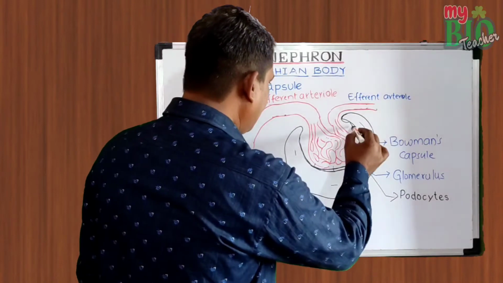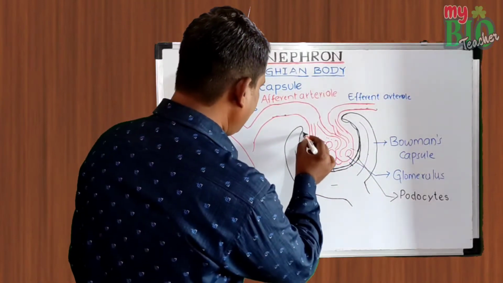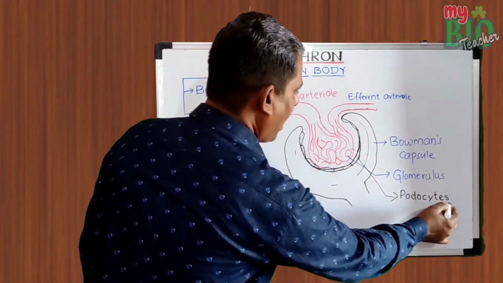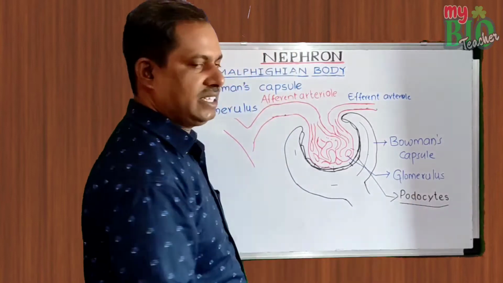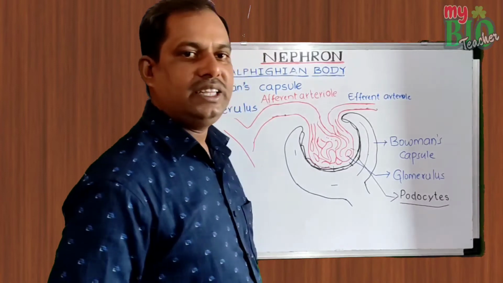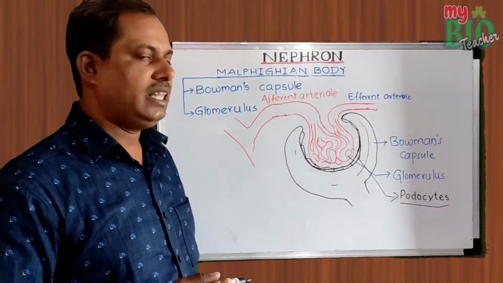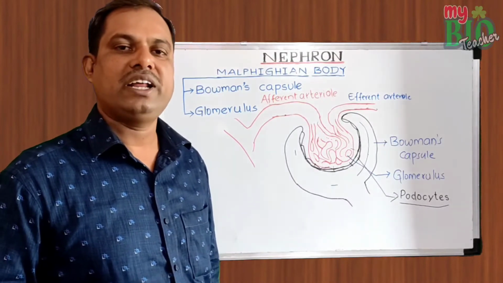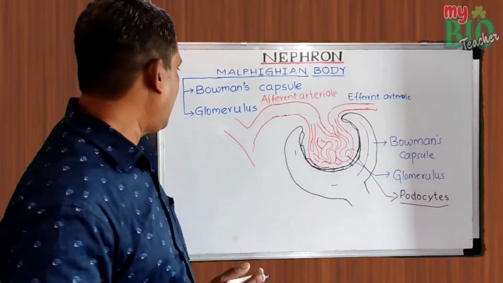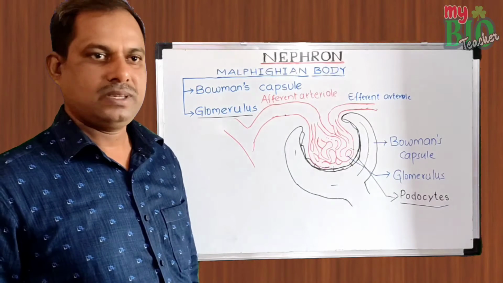The inner lining of the Bowman's capsule consists of specialized cells. These specialized cells are called podocytes. These podocytes act as filters. That means they help in filtration of blood. And the next part is called glomerulus.